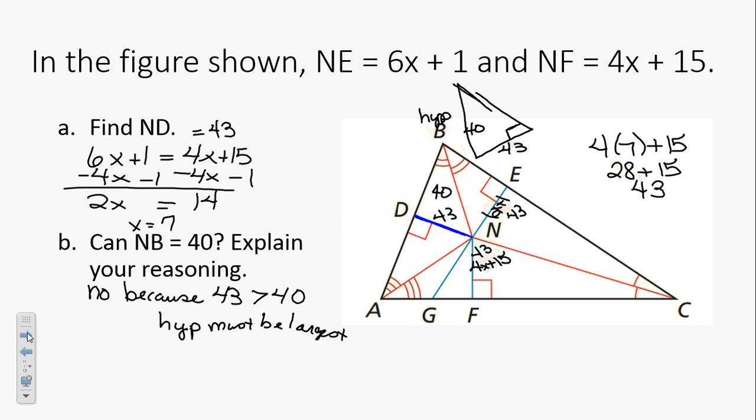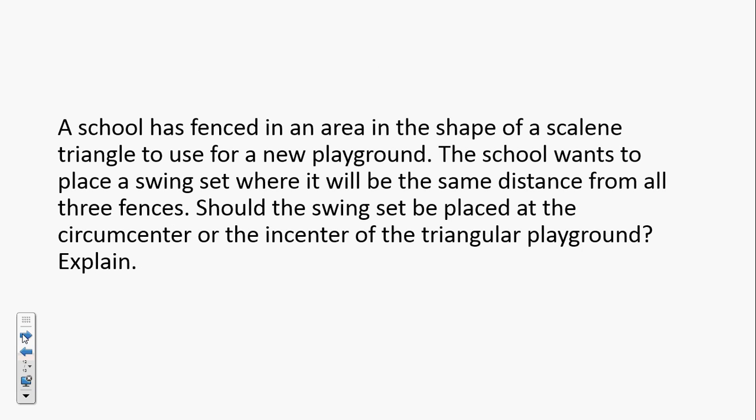Okay. One more quick one. Now we've got a school that is trying to put in a swing set. So they've got a fenced-in area that's a scalene triangle. None of the sides are equal. And they want to put the swing set so that it's an equal distance from the fence, maybe for mowing purposes or what have you. They want it to be equidistant from the fences.